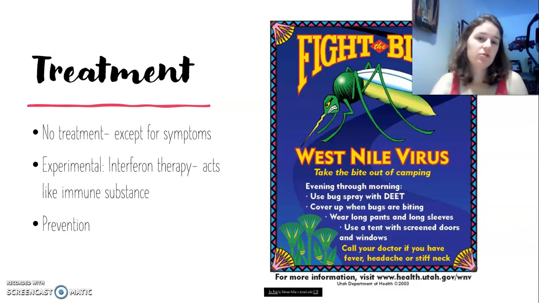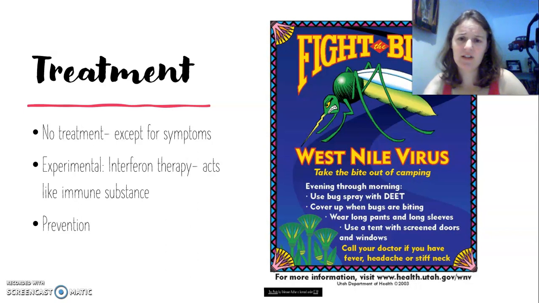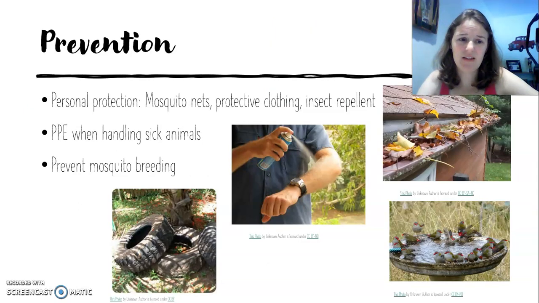There is an experimental treatment called interferon therapy. So this acts like an immune system substance, and it tries to help bolster the immune system. And actually, they've tried this for horses as well, but they found that it was not good. It was detrimental. So really, honestly, for people, the best treatment is prevention. And that just means using mosquito nets, using protective clothing, using insect repellent, wearing gloves when handling sick animals so you don't get any of the body fluid on you or in your mouth. And that's just common sense.